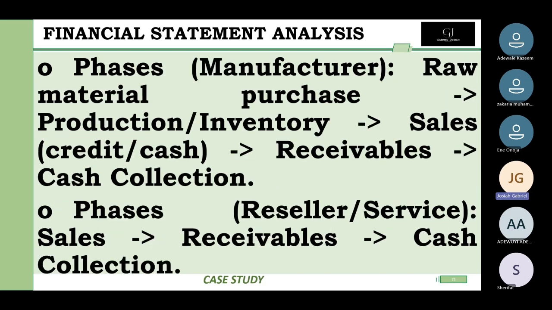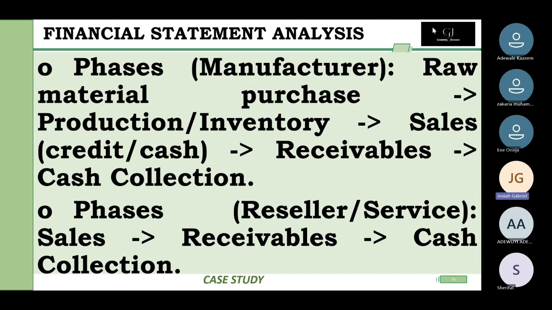The phases, especially for manufacturers, are the raw material phase, the purchases, then production, then the inventory comes on. After inventory comes on, there are sales, and the sales come in either credit or cash. If it's credit, you have receivables, and it may take time to recoup those receivables, then cash is collected. So these are typically the phases of the operating cycle of a business.